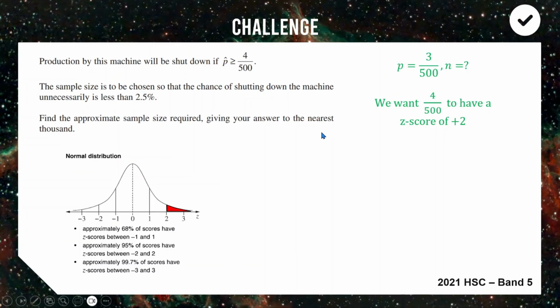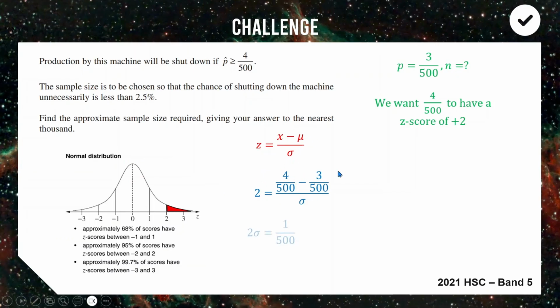Okay, so let's start off by using our z-score formula. For our x, the number that we're working with is 4 out of 500. The mu is the mean, which is of course p, which is 3 out of 500. N is unknown, we don't need that. The standard deviation we can calculate. Oh, no we can't. We're going to find an expression for the standard deviation and then use that to figure out what our n is. What we do know is the left-hand side, which is our z-score. We want that to be 2, to be on this point right here.